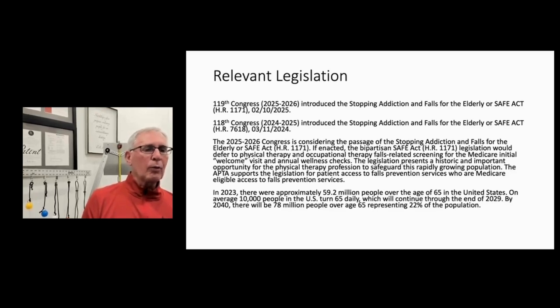In 2023, there are approximately 59.2 million people in the United States over age 65. On average, 10,000 people in the United States turn 65 daily. This number will continue to grow to 78 million by 2040, which would represent at the time 22% of the population.